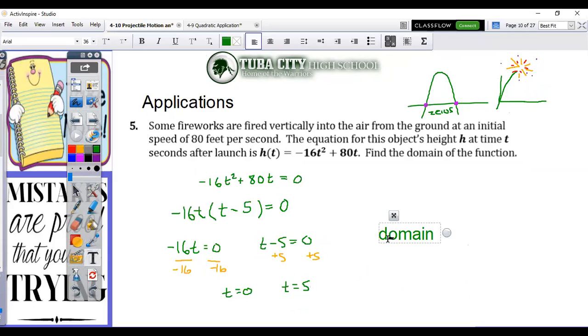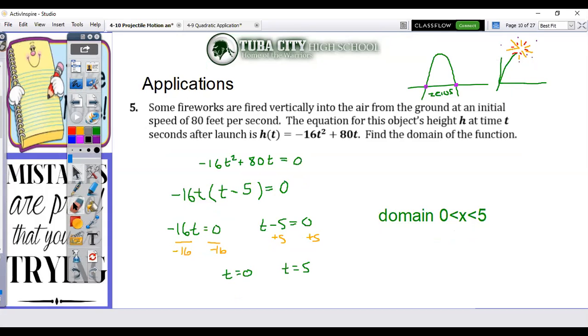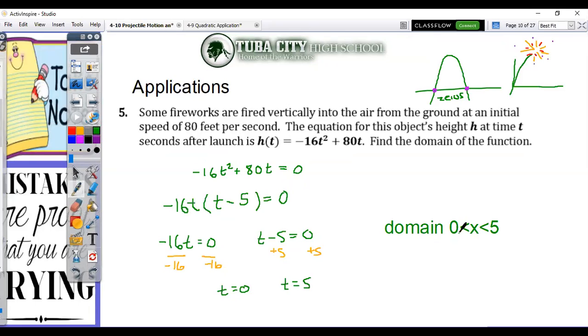The rocket was in the air after 0 seconds. So if x was like, let's just make up a number, let's say 3 seconds. Yeah, the rocket was in the air after 3 seconds. But it came back down, right? It touched down back on Earth at 5 seconds. So at 5 seconds, it was back on Earth.